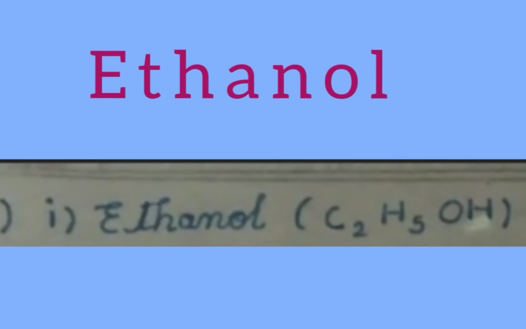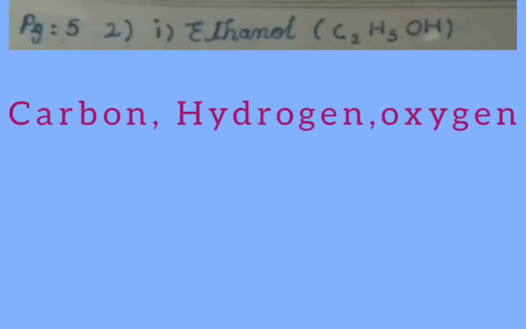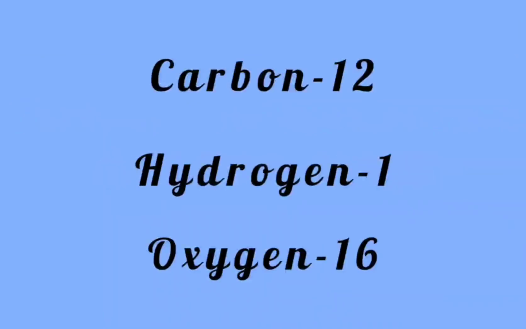Let's see the first compound, ethanol. Ethanol's molecular formula is C2H5OH. First, we have to know what types of atoms are present in ethanol. What are they? Carbon, hydrogen, and oxygen. Then we have to recall the atomic masses of those particular atoms. Carbon atomic mass 12, hydrogen atomic mass 1, oxygen atomic mass 16. With the use of this, now we are going to find the molar mass of ethanol.